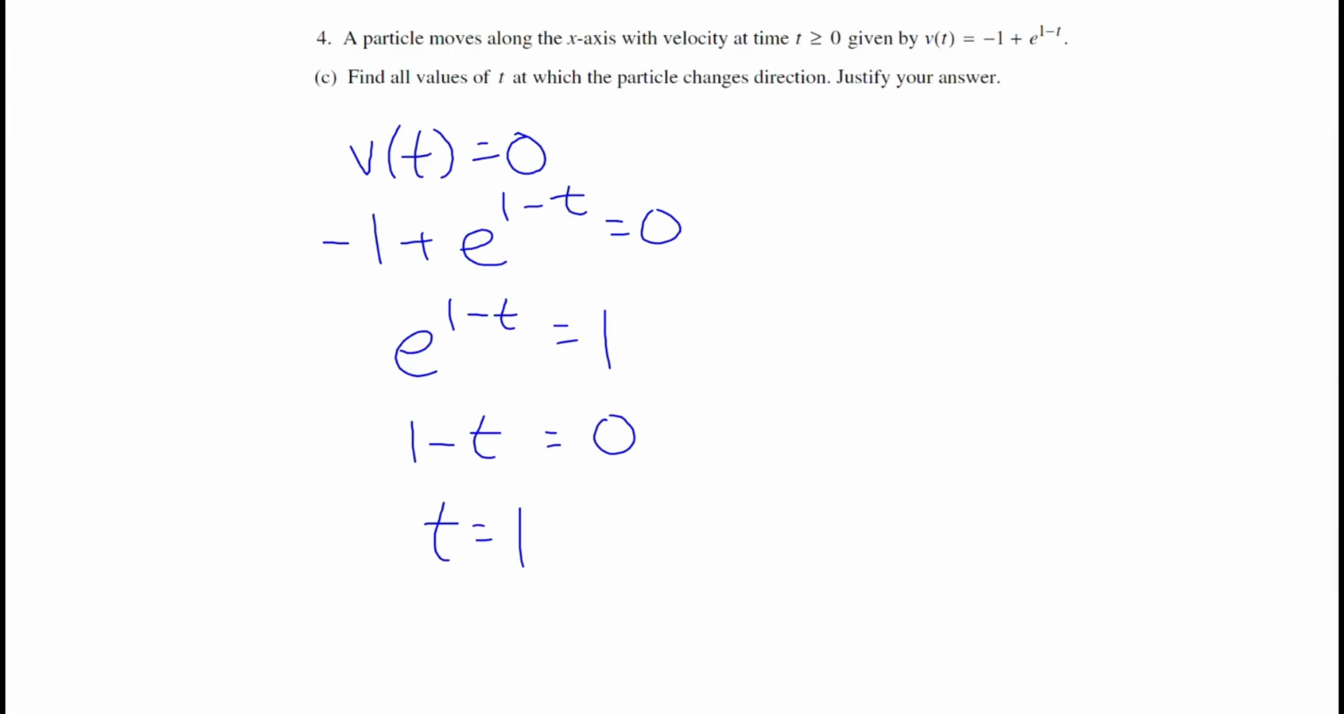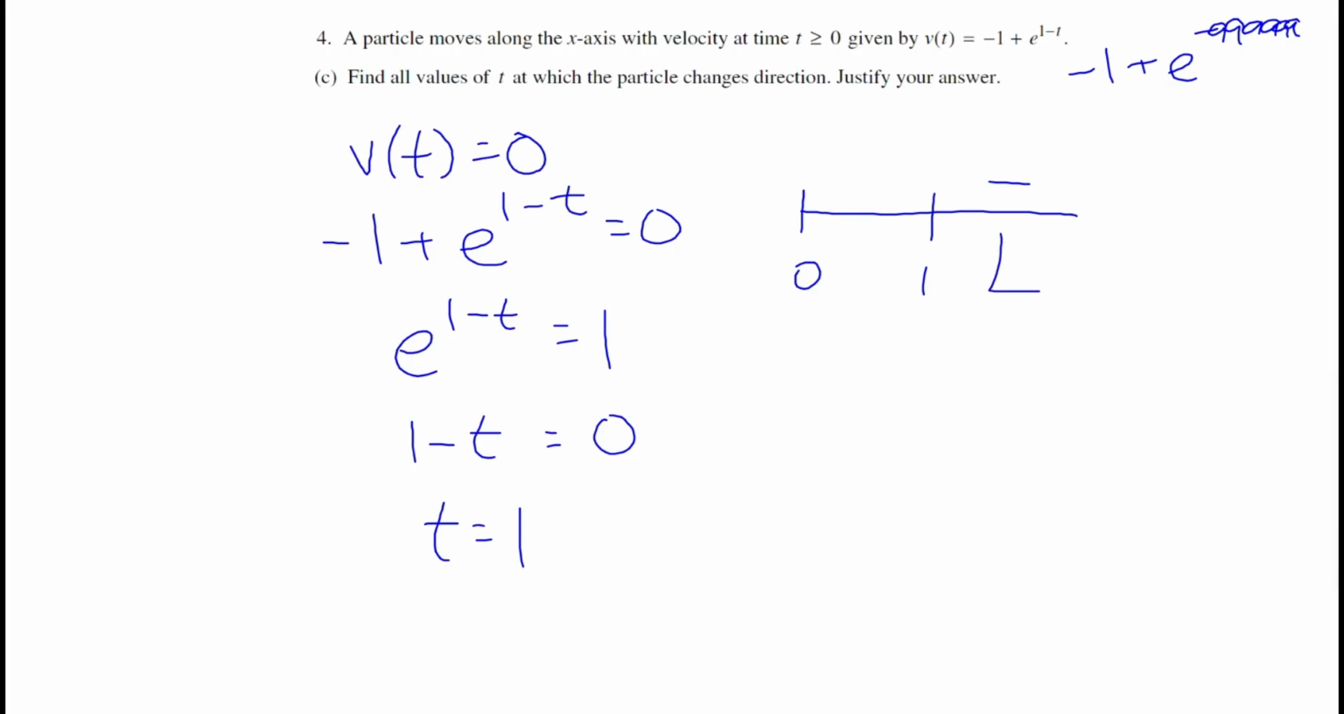And so we have to determine if there is actually a sign change of the velocity at 1. We can make a sign chart with 0, 1, and we don't need to put anything on the other end. If we put in something more than 1, like, let's say 1,000,000, we have -1 + e^(1-1,000,000). So negative, well, a really big number. And -1 + 1 over e to that power is clearly going to still be a negative value. So our particle is moving to the left.